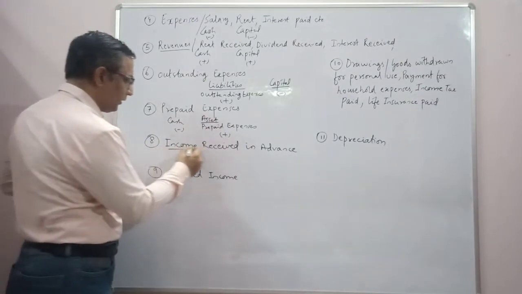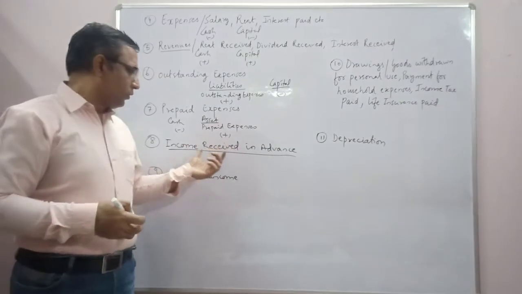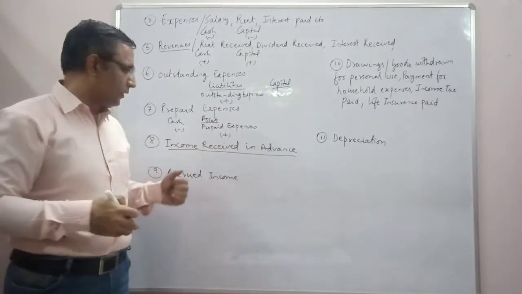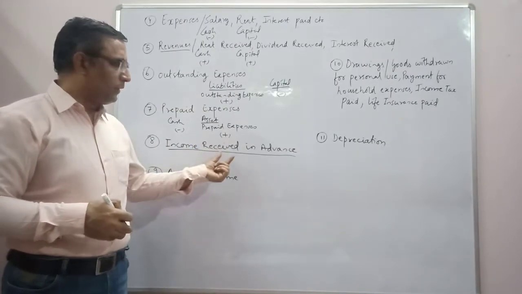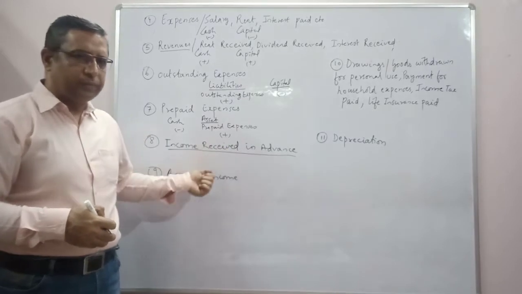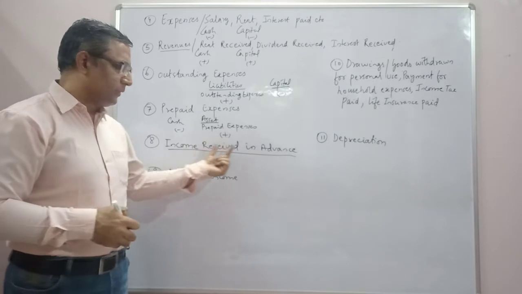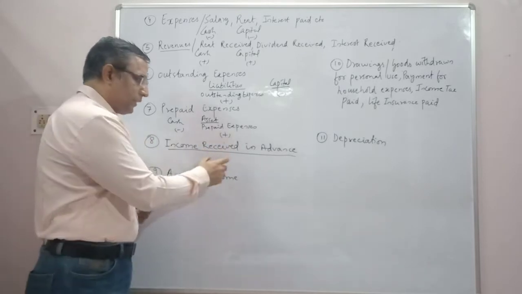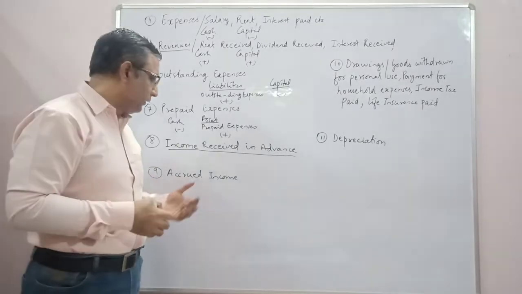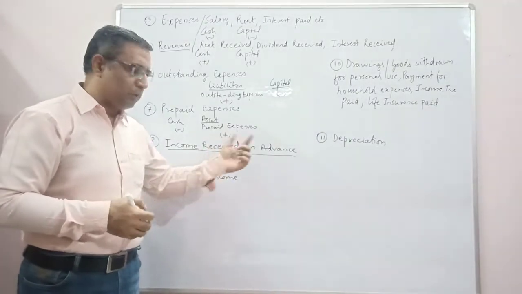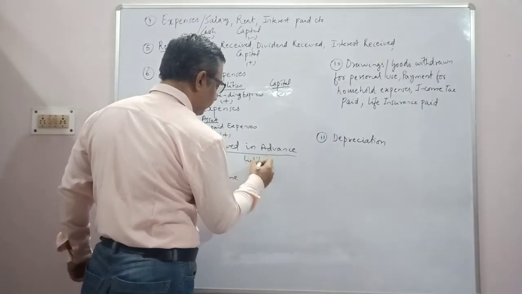Now come to income received in advance. Income received in advance are those cash receipts which are related to income whose performance has not yet been done. We have not performed the act and we have received the amount. That is income received in advance. This is a liability, because if the act will not be done, we have to return this amount. So liability is going to increase.